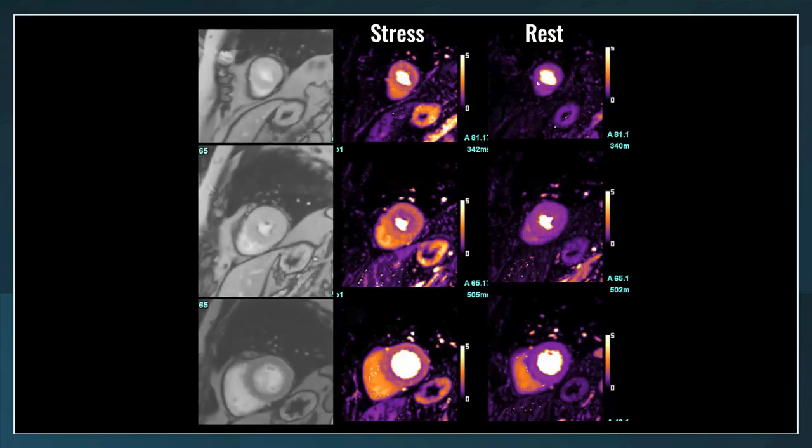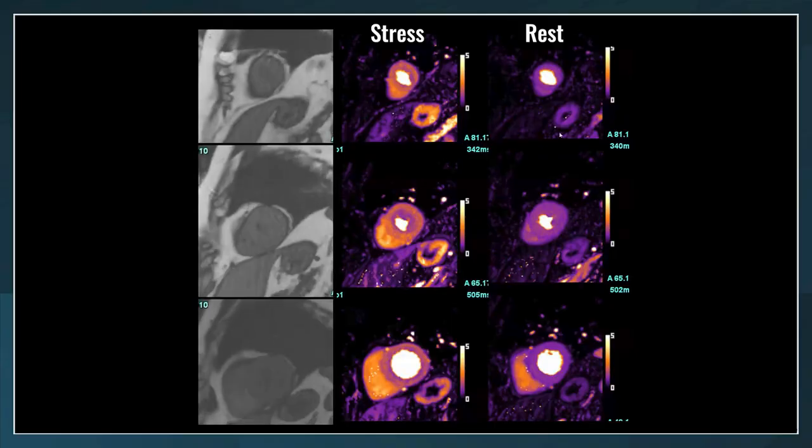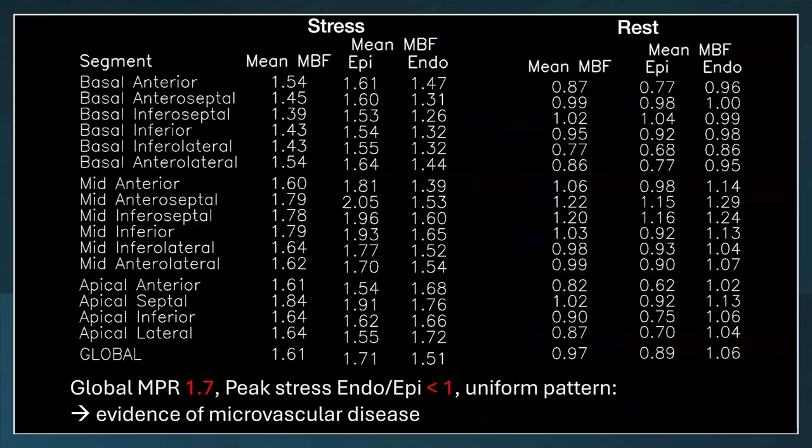Rest perfusion was acquired after the vasodilatation was reversed with aminophylline. In this case, we gave regadenoson, and the rest blood flow is normal. With this sort of picture, we can conclude that this is not an epicardial coronary stenosis type picture. Also, we now can have the blood flow values as demonstrated in the 16-segment model. On the left are the stress perfusion numbers and on the right are the rest perfusion numbers.